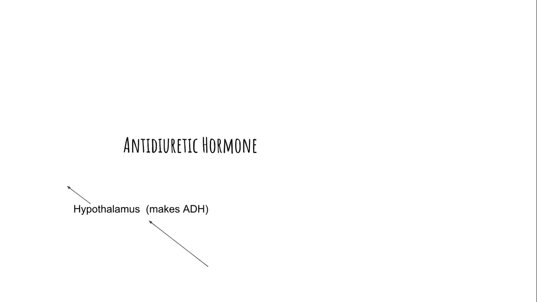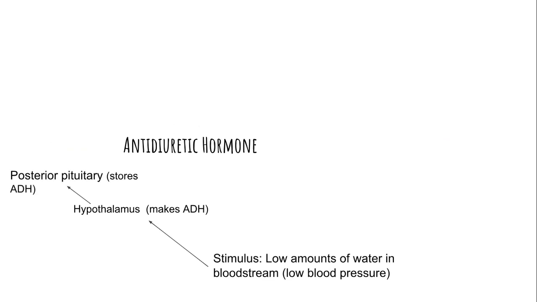So now let's talk about ADH, or the antidiuretic hormone. What's happening here? Again, some sort of stimulus happens. This time we don't have a lot of water in our bloodstream, so again, low blood pressure. Except this time, instead of dealing with low blood pressure in regards to salts, it's actually just working with water. The hypothalamus actually makes the antidiuretic hormone. Put a star beside that. That is really, really important.